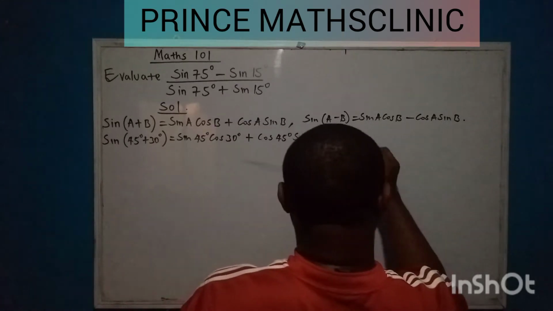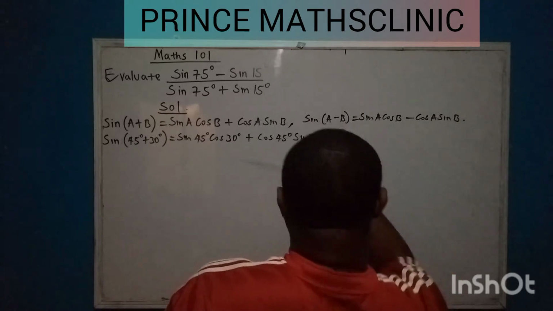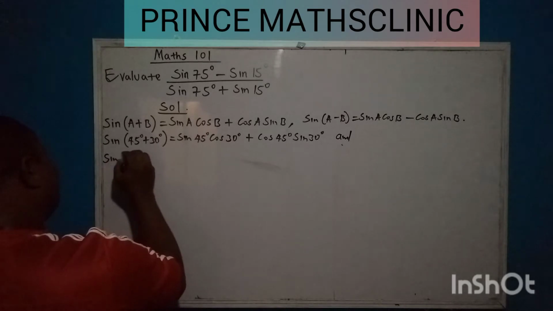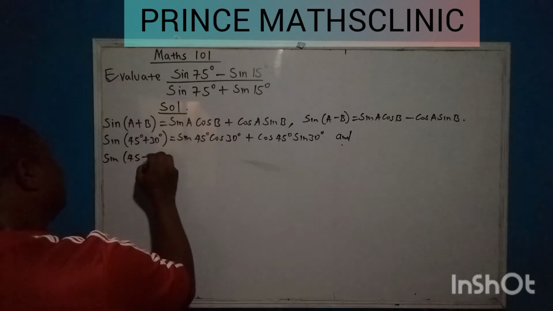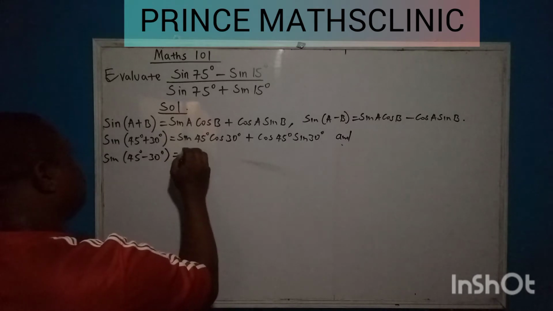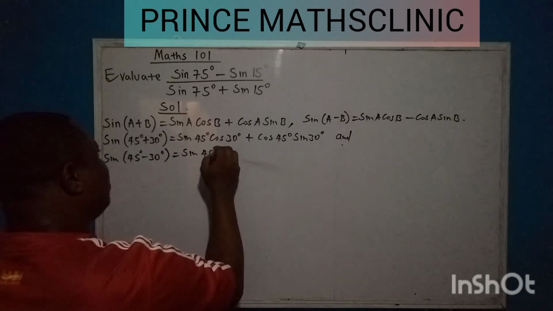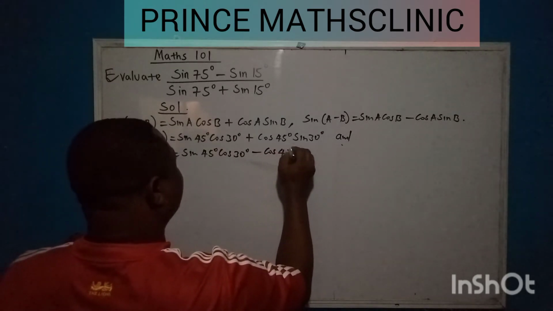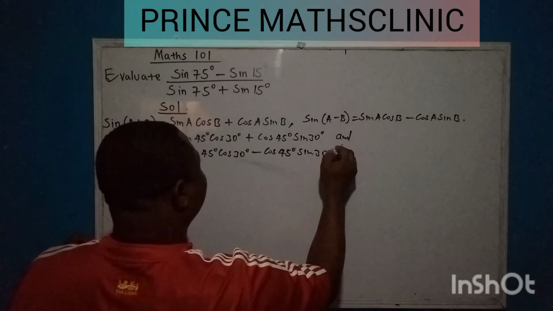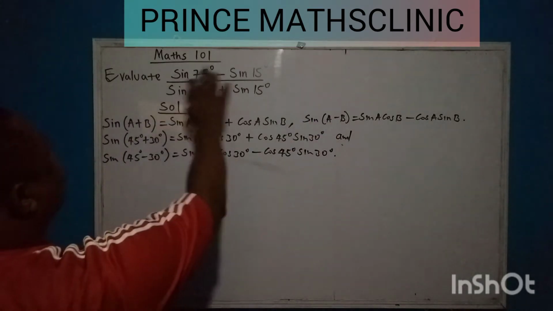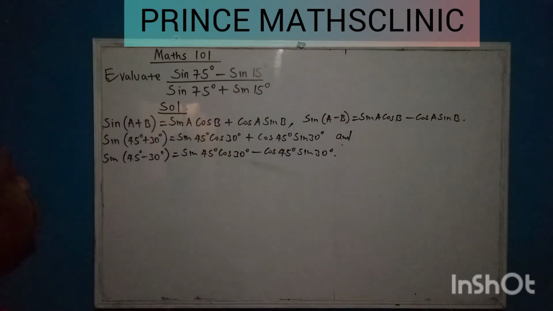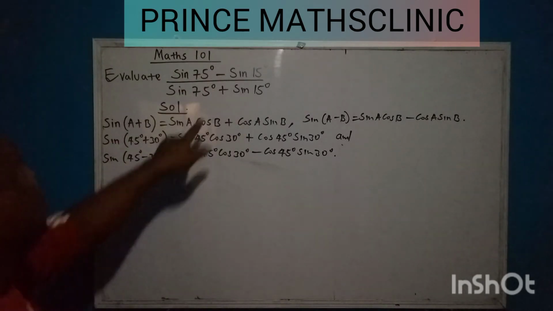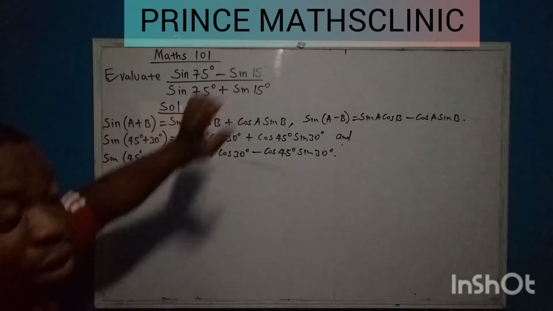Sine 45 minus 30 degrees will be sine 45 cosine 30 minus cosine 45 sine 30 degrees. Now I want to combine these two together. Remember, the two, both up and down, are the same. The only difference between them is the negative sign here, and the positive sign here.